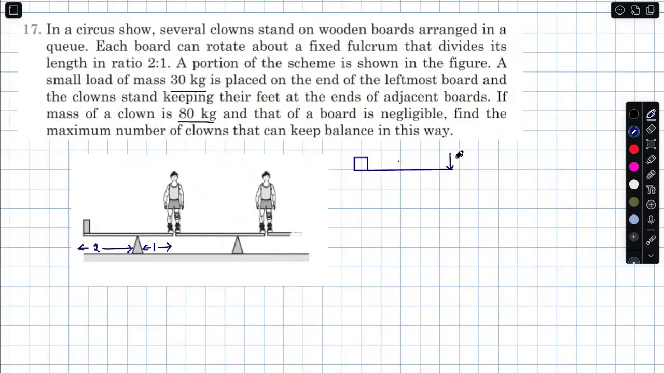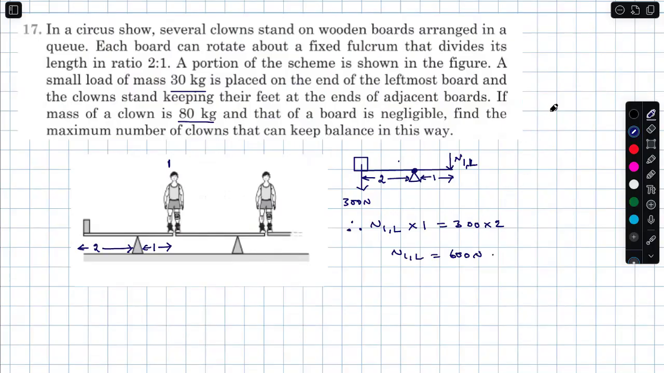I am taking N1 as the normal reaction force for the first clown. This is the normal reaction N1 on the left leg. Here you have the fulcrum. You said this is 30 kg, so 300 Newton. This is 2 units, this is 1 unit. So N1 left into 1 unit is equal to 300 into 2. So N1 left is equal to how much? 600 Newton.